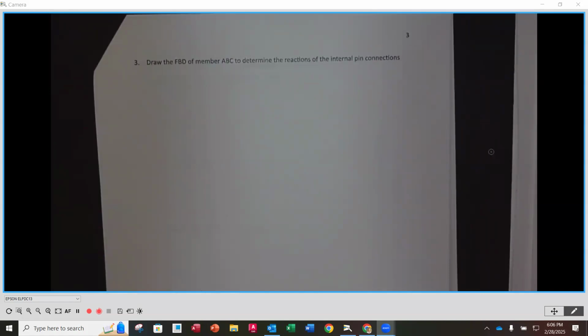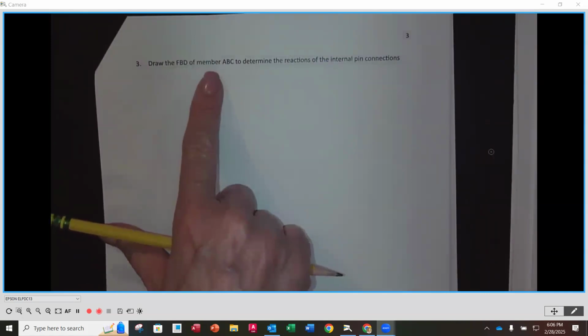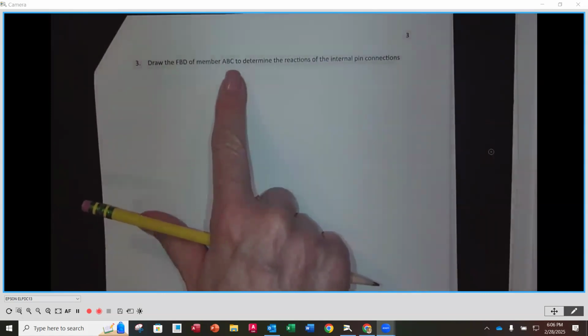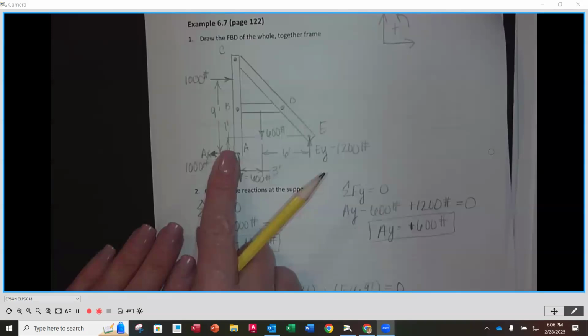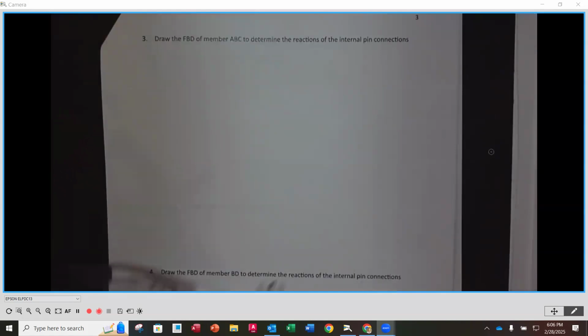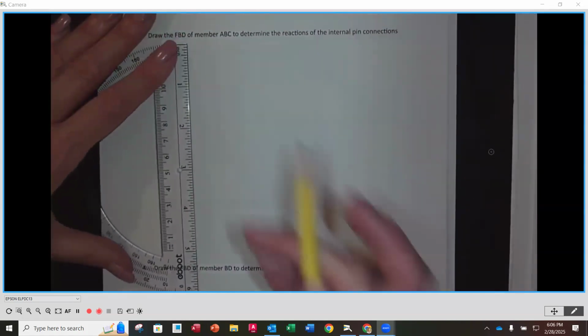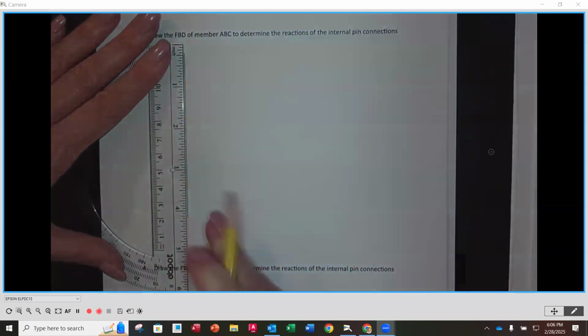Now, what we're going to do is look at each one of the separate members. So step number 3, I say, draw the free body diagram of member A, B, C to determine the reactions of those internal pin connections. A, B, C is the vertical member right here. So we're going to draw that one first in this spot. Make it nice and big. We've got plenty of room here.